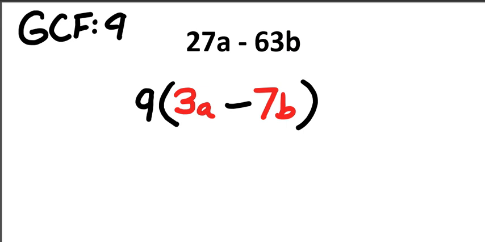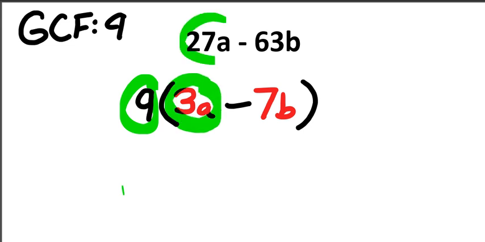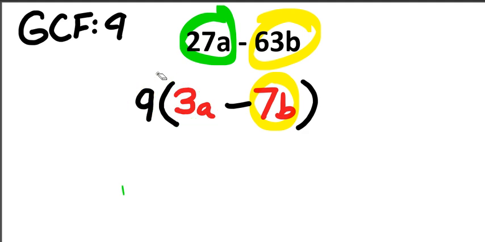Okay, because I'm paranoid, I'm going to double check. Paranoid or smart, let's say a little of both. 9 times 3a does in fact give me 27 a's. And 9 times 7b does in fact give me 63 b's. So it looks like we have done it correct.